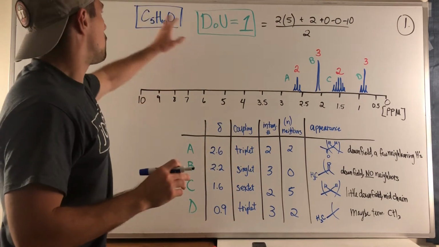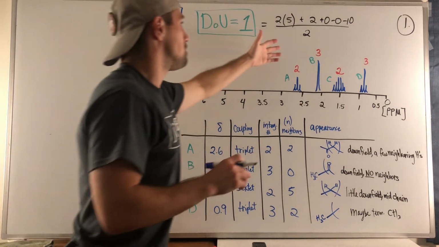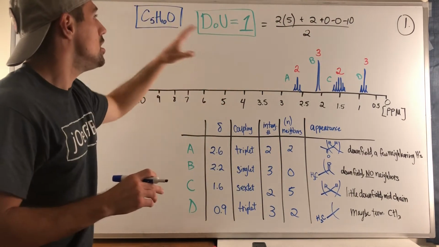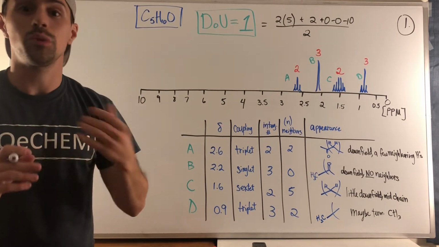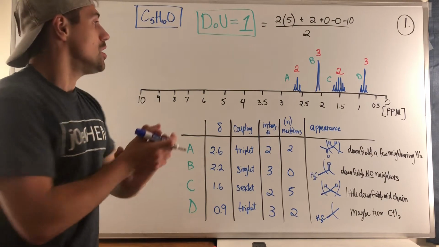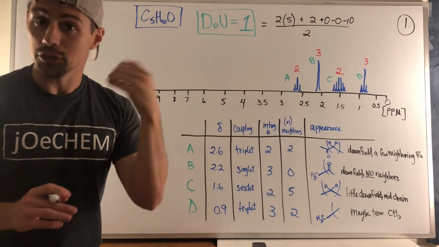So if we plug this in, we see that our degrees of unsaturation, right, we have 12 minus 10 is 2. 2 divided by 2 is 1. So we have 1 degree of unsaturation, so we have either a double bond or we have a ring, okay? So that's step 1. Step 2, let's build our chart.